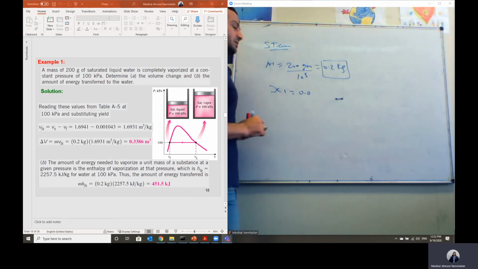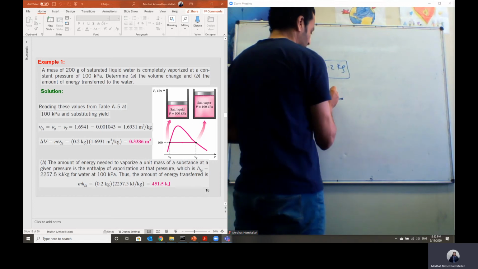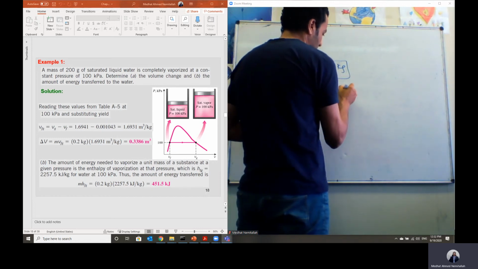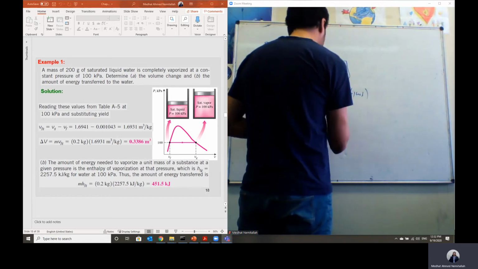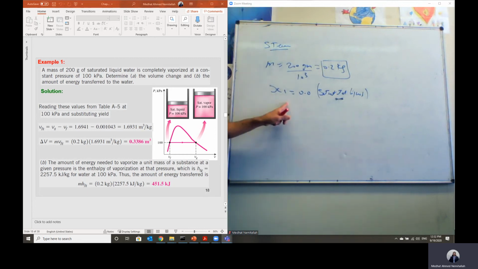So the quality at state number one of this water, X1, is equal to 0. So in this case we have saturated liquid. Saturated liquid means the state is saturated liquid and the quality of the mixture is equal to 0, and all the properties are equal to the saturated liquid properties.